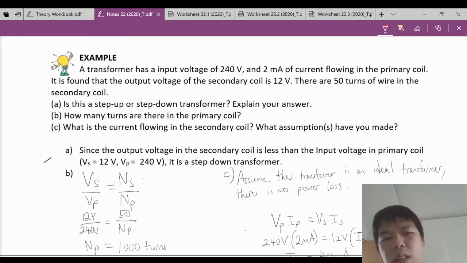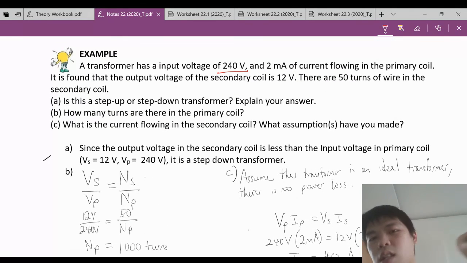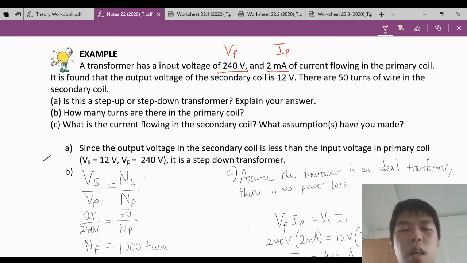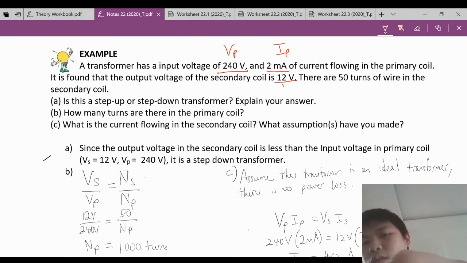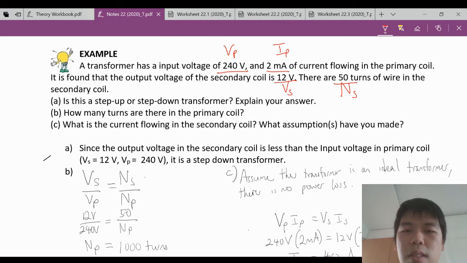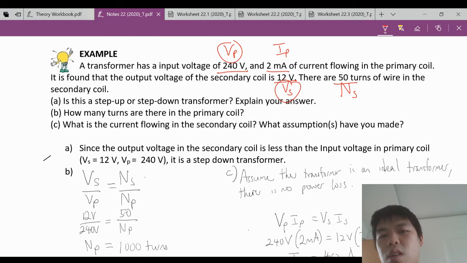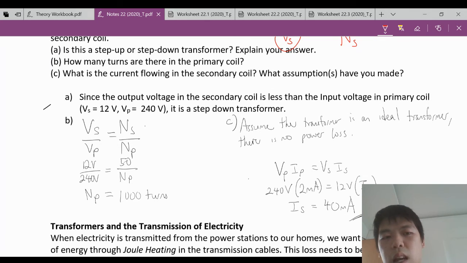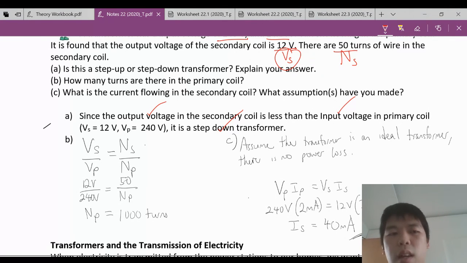So let's make use of this. For example, a transformer has an input of 240 volts. This is Vp. There is a current flowing in the primary coil. This is your Ip. It's found that the output voltage is 12 volts and there are 50 turns in the secondary coil. Is this a step up or step down? We look at the voltage. We realize that the voltage drops. Since the output voltage in the secondary coil is less than the input voltage, we know that this is a step down transformer.